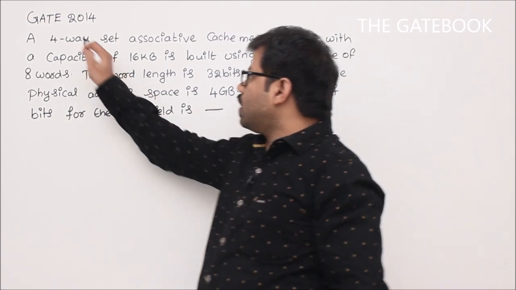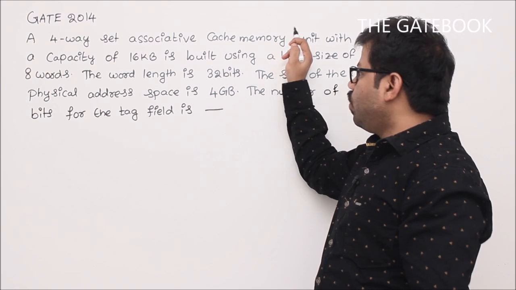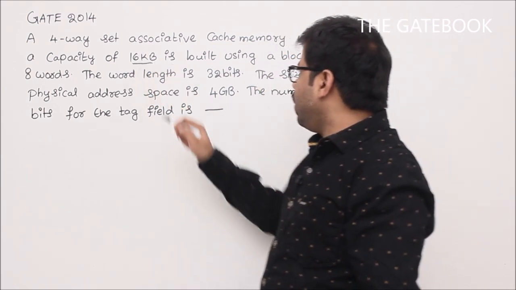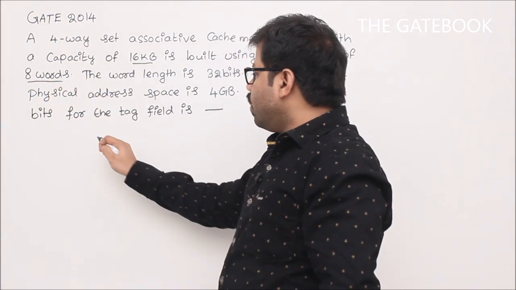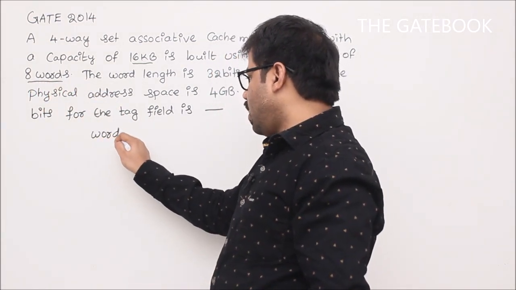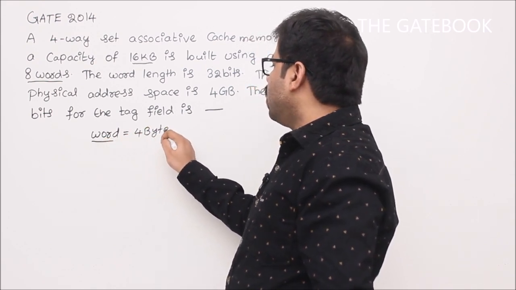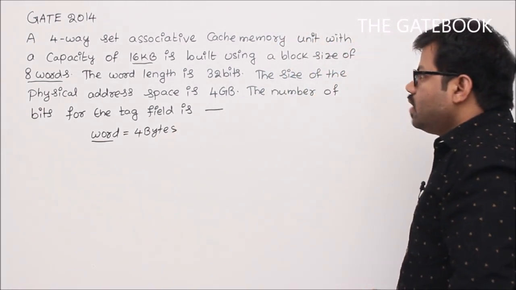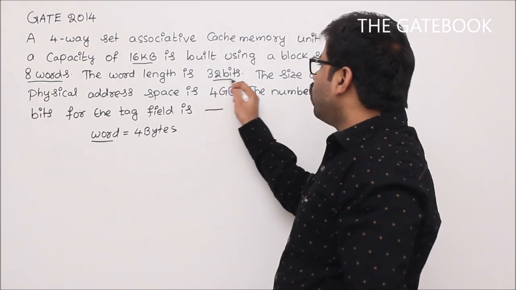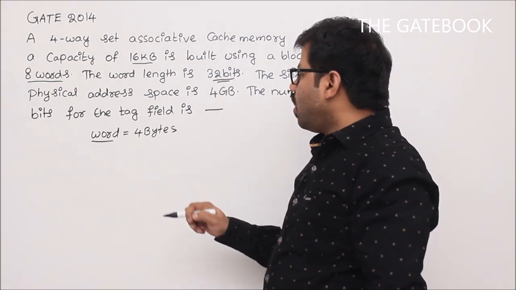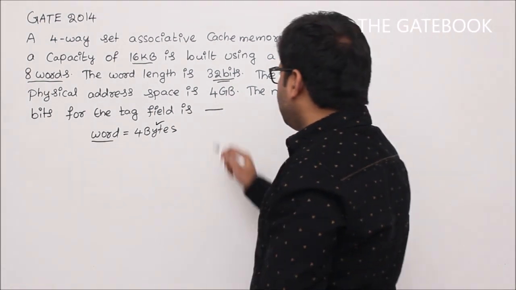See this problem which is asked in GATE 2014 paper. A 4-way set associative cache memory unit with capacity of 16 KB is built using a block size of 8 words. In the problem, word size is not mentioned, but always you remember, word size you can take as 4 bytes. Now it is a 4-way set associative cache memory. The word length is 32 bits. Of course, in the problem it is mentioned, but if it is not mentioned, then always we can take it as 4 bytes. The size of the physical address space is 4 GB.